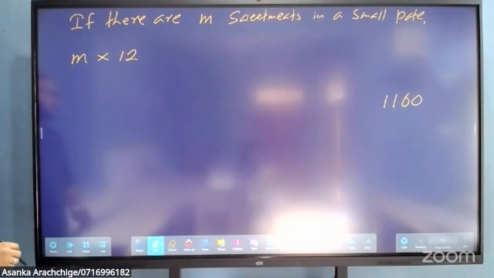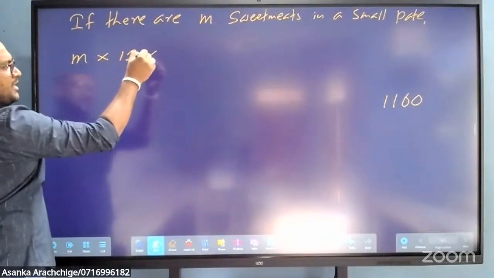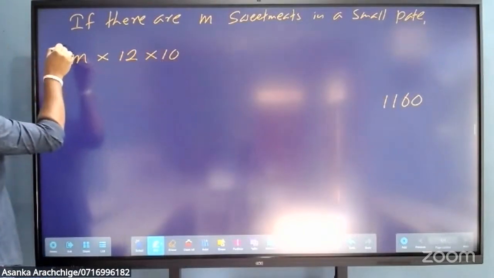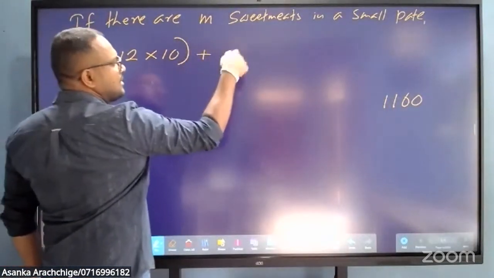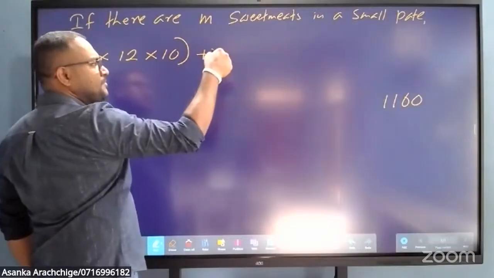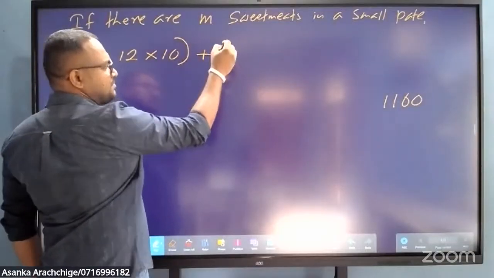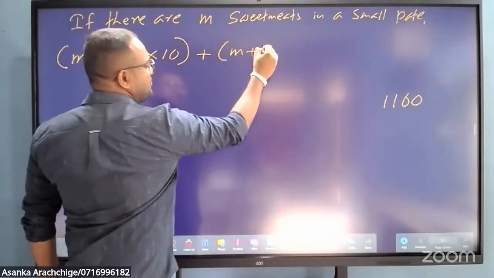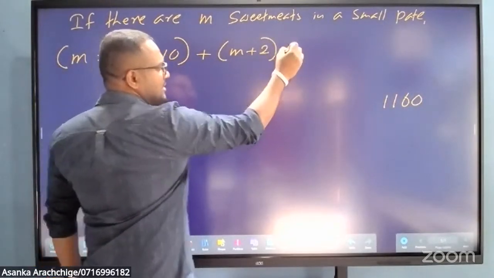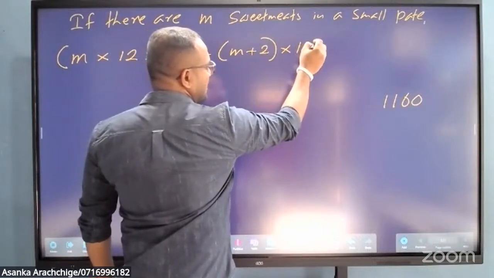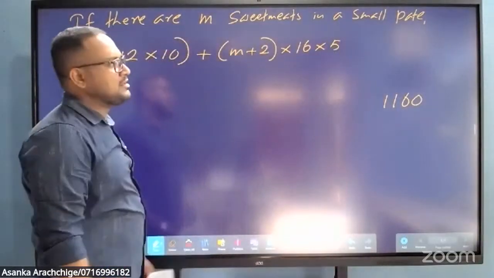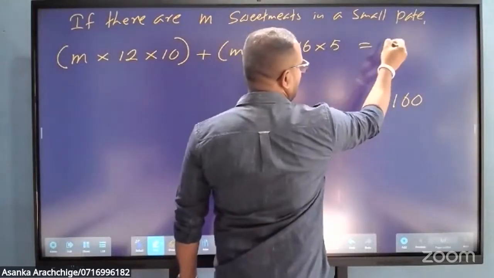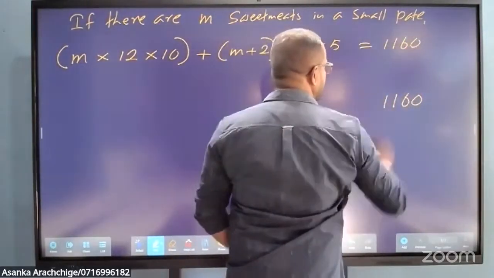There are 12 packs. Each pack contains 10 plates. There are two sweetmeats more than the small plate in a large plate. Therefore, m plus 2. This is multiplied by the number of large plates: the number of packs is 16, and the number of plates in a pack is 5. That must be equal to 1160. Am I correct?